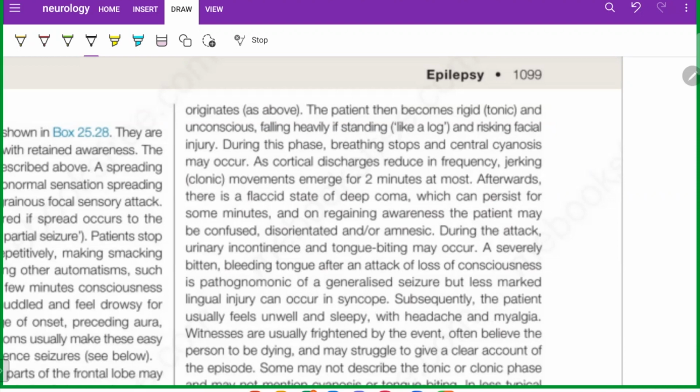So there is a mydriasis. Next, after 10 to 20 seconds, the clonic phase starts, with a superimposed relaxation, which progressively increases until the end of your ictal phase. So what happens now? There is a sudden contraction, and then all of a sudden there is going to be sudden relaxation.